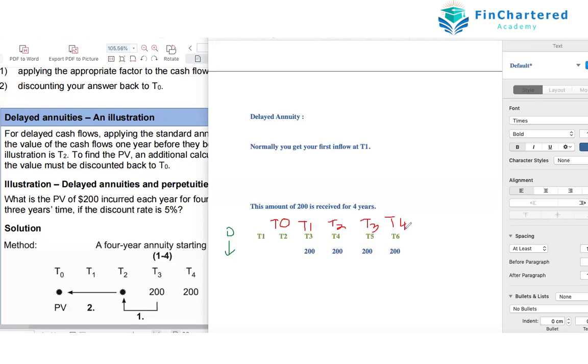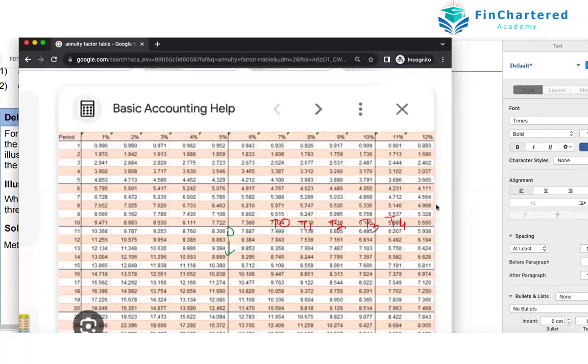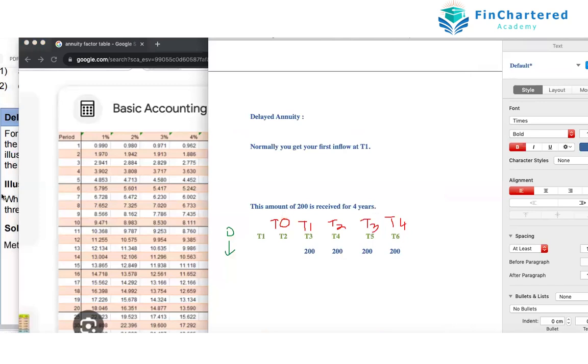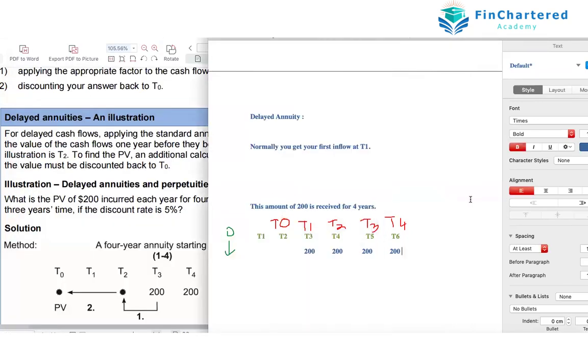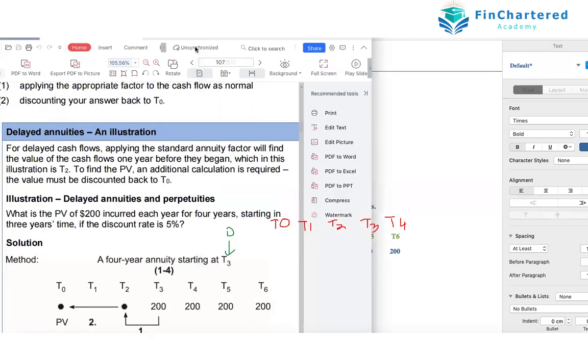If we go with our assumption, we now know how to calculate the present value. How will I calculate it? As usual, I'll open my annuity factor table. And what is the percentage? 5%. 4-year annuity. Where did my textbook go?